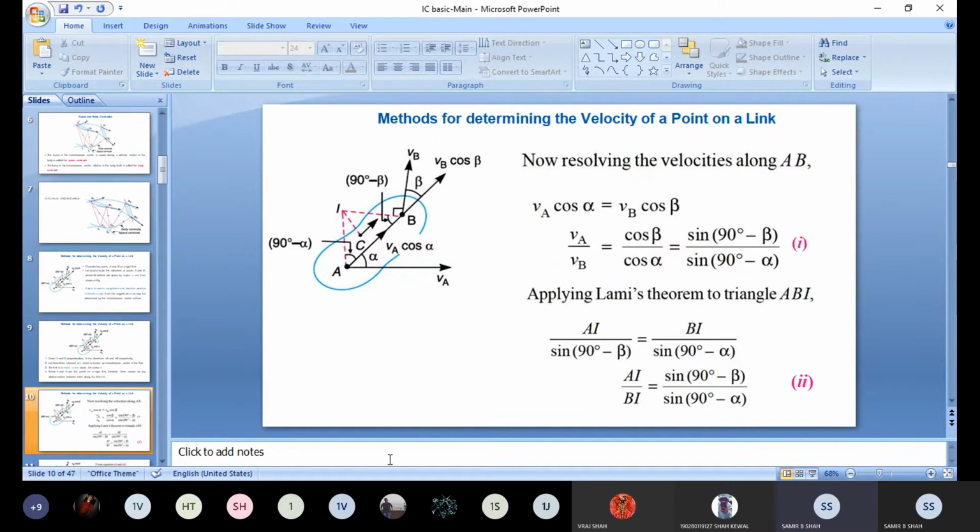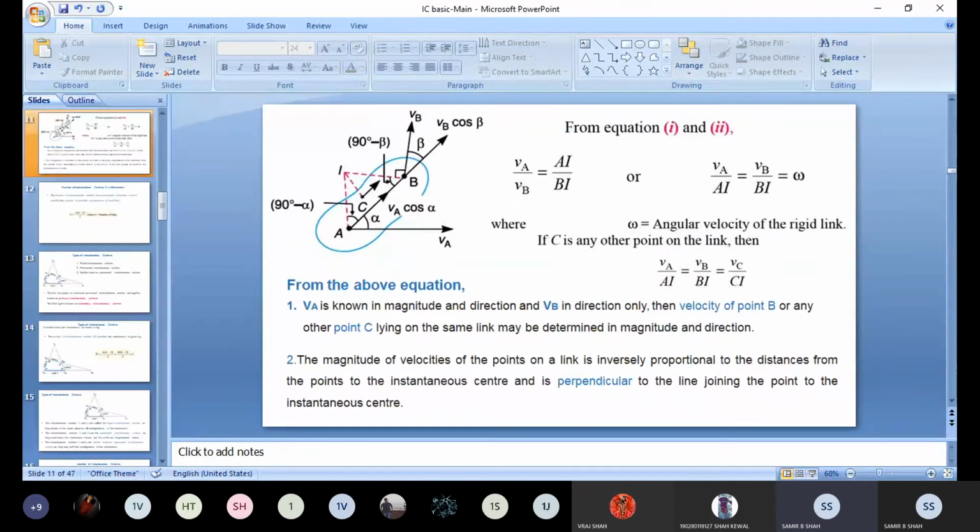Already we found that VA by VB is equal to this. VA by VB is equal to sin(90 minus beta) upon sin(90 minus alpha), and AI upon BI is also equal to sin(90 minus beta) upon sin(90 minus alpha). So we can say that VA by VB is equal to AI by BI, or VA by AI is equal to VB by BI is equal to omega, because V is equal to R omega, where omega is the angular velocity of the rigid link.